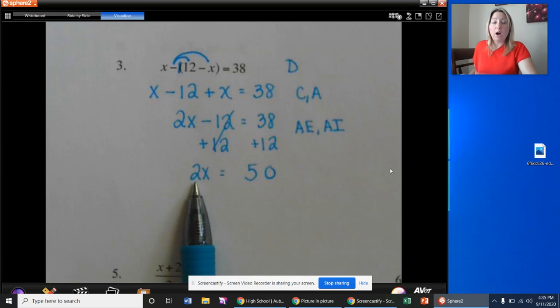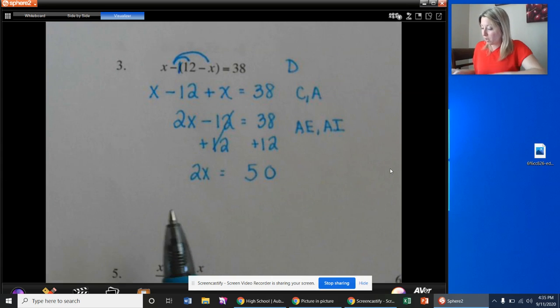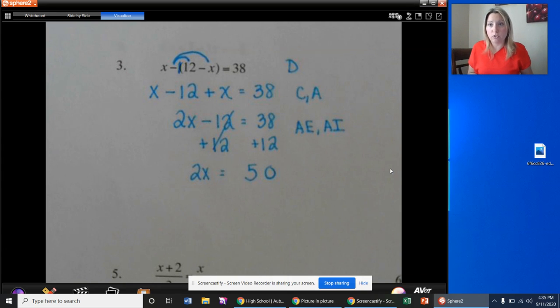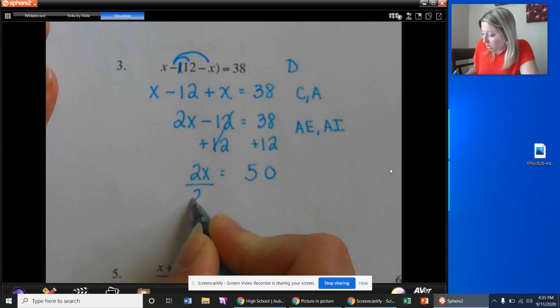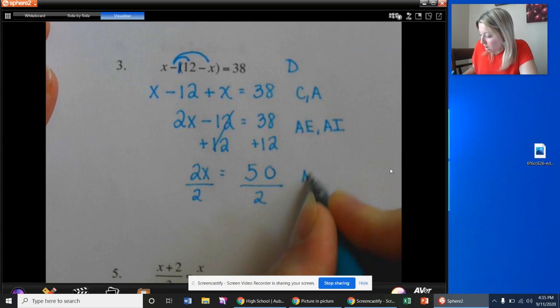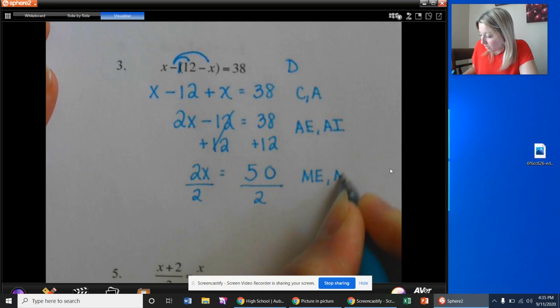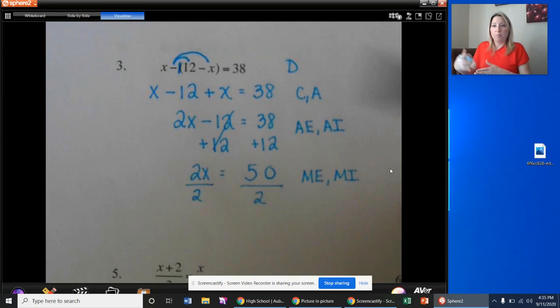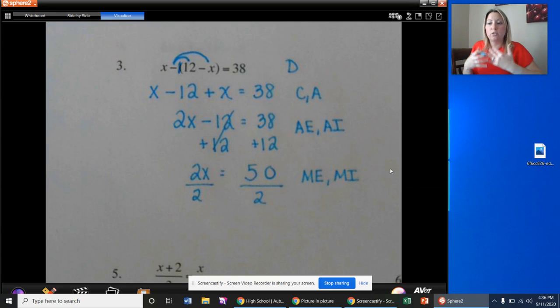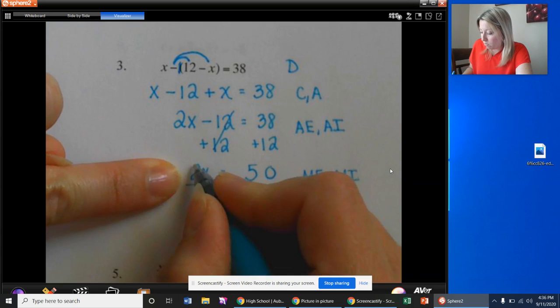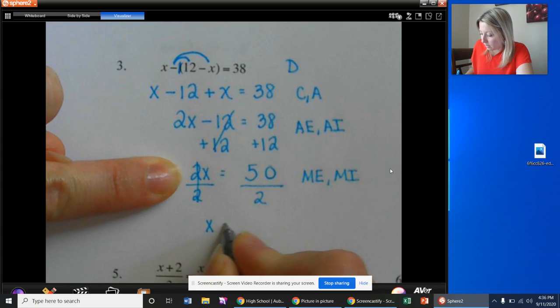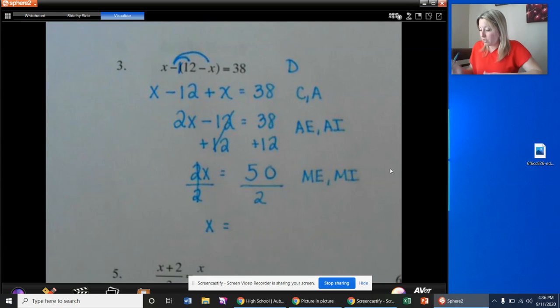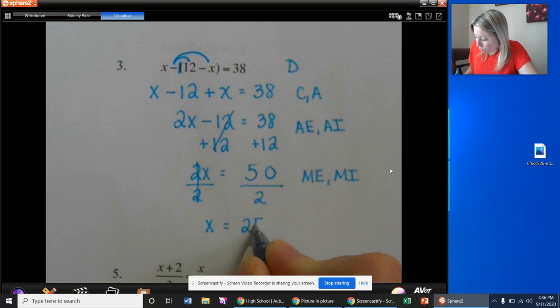Now, how is the 2 attached to the x? It's attached by multiplication. What's the opposite of multiplying by 2? Divide by 2. So I chose the multiplicative inverse, and if I'm going to divide both sides by 2, that's the multiplication property of equality. See, it starts to become a pattern, right? These for sure become a pattern of something that you just keep doing to get those variables alone. 2 divided by 2 is 1. That leaves me with the 1x that I want alone. 50 divided by 2 is 25, right?